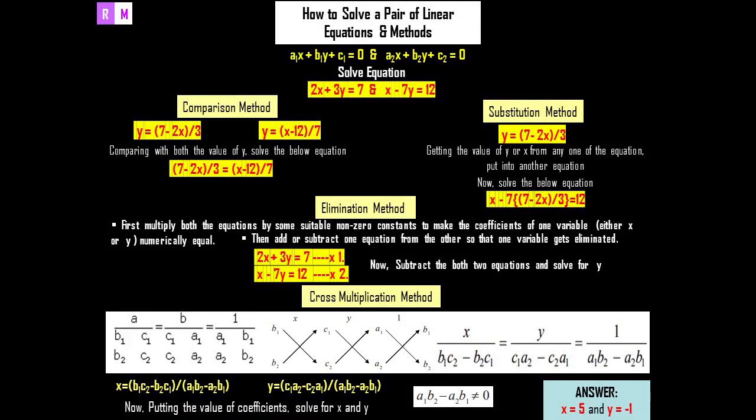If we have a pair of linear equations a1x plus b1y plus c1 equals 0 and a2x plus b2y plus c2 equals 0, then we can solve it using any of four methods: comparison, substitution, elimination, and lastly the cross multiplication method. But in most of our books, three types are defined in your syllabus: substitution, elimination, and cross multiplication. The comparison method is not there.